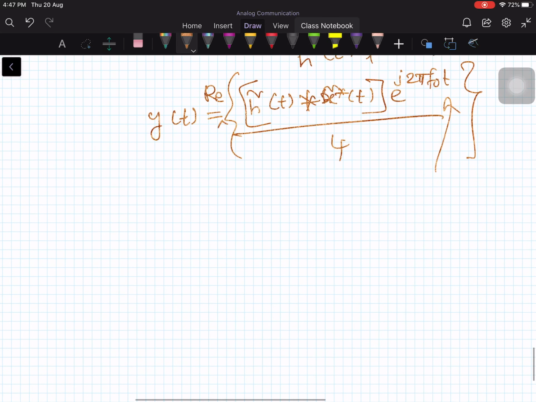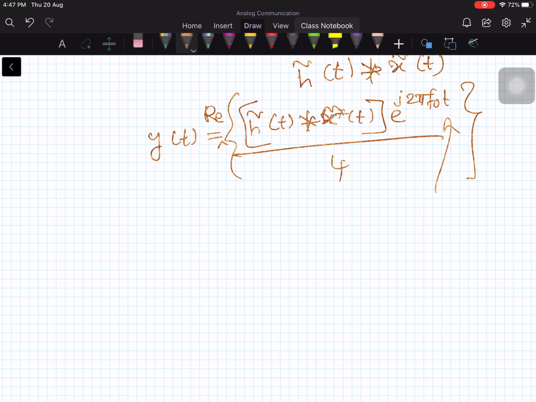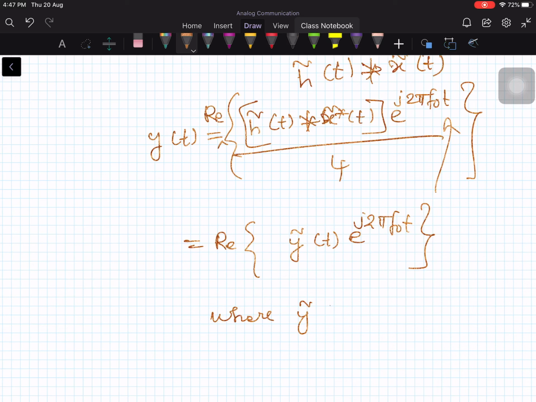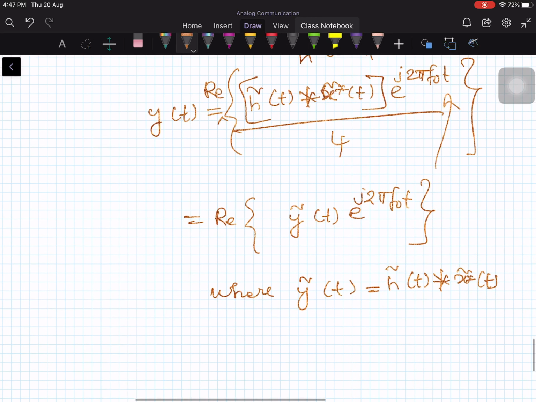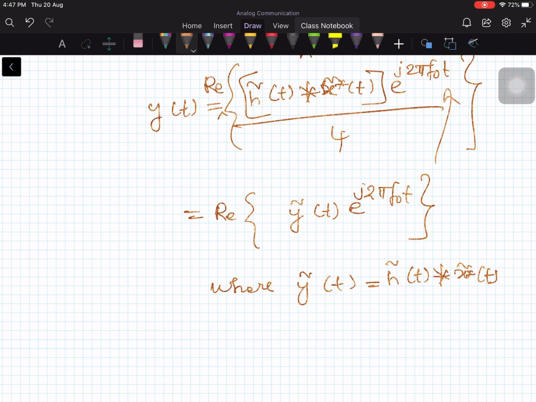So, now let me define the real part of that as, let us say, y tilde of t times e to the j 2 pi f naught t, where y tilde of t is equal to h tilde of t convolved with x tilde of t, x complex conjugate tilde of t. So, this is a result which has been a lesson for us.